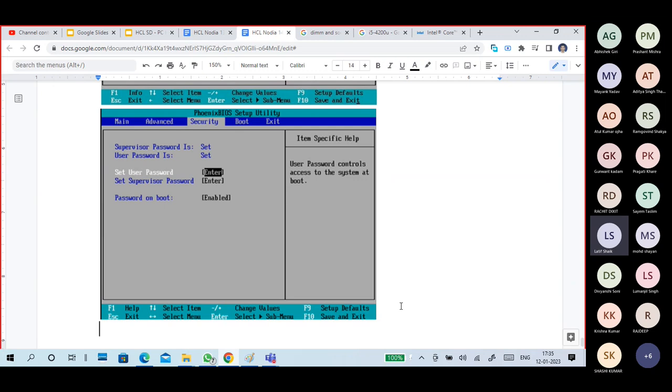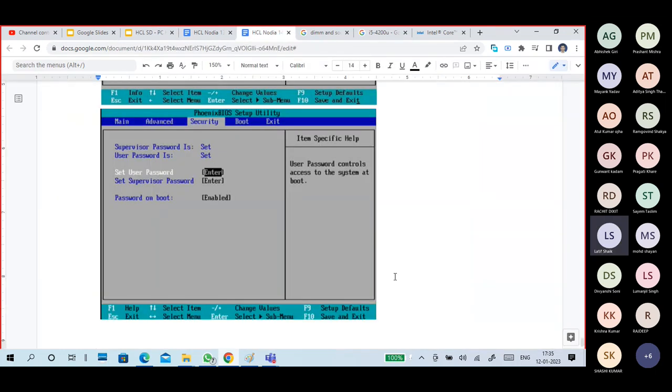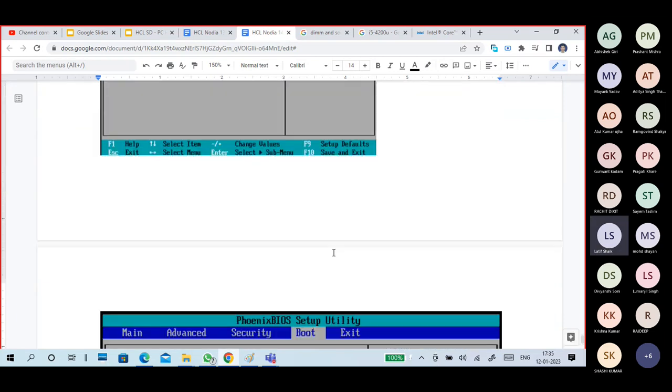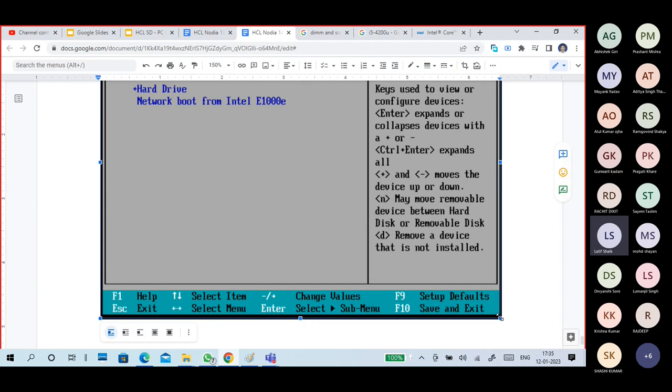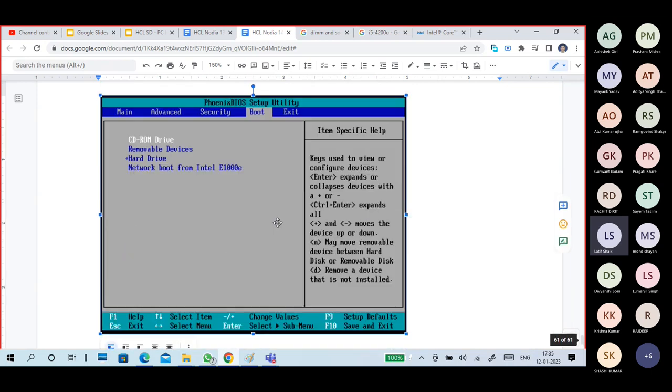Okay. Next, there is one more, called the boot option. This is the boot option, guys. It's the boot priority. What is the boot priority? When you start your PC, the system starts, but from which device having an operating system, and in what priority order, should it load? I have an operating system on the hard disk. I have an operating system on a pen drive. Now I started my PC.